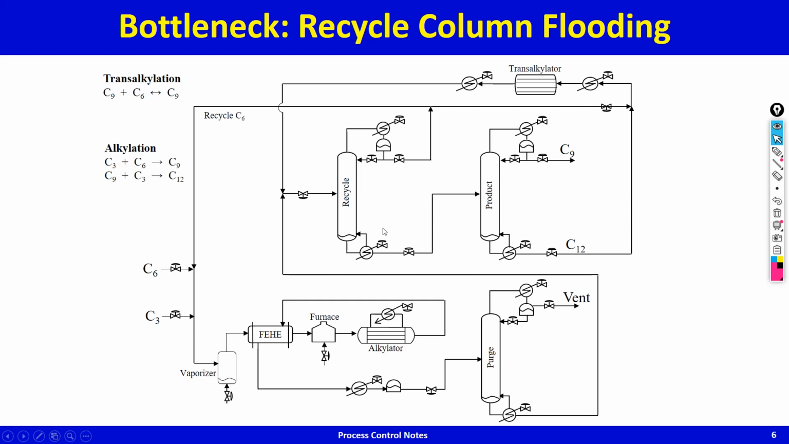Now in this case, recycle column flooding is the bottleneck. So as we discussed, we will have the throughput manipulator here. Now given that the throughput manipulator is here, you can't be using the reboiler steam to control tray temperature. So what you will do is tray temperature will get controlled this way.